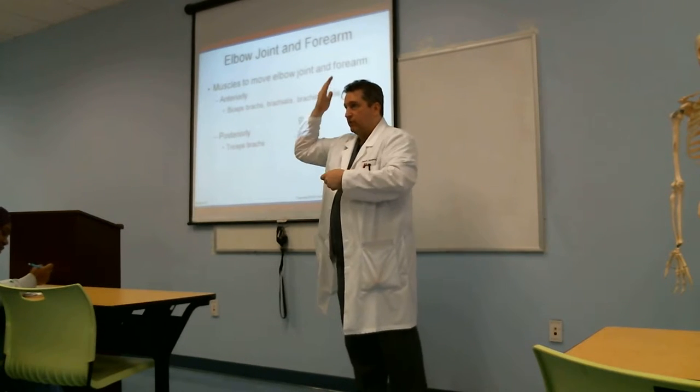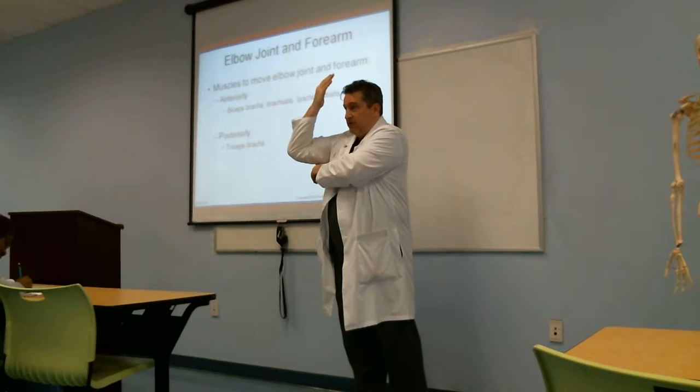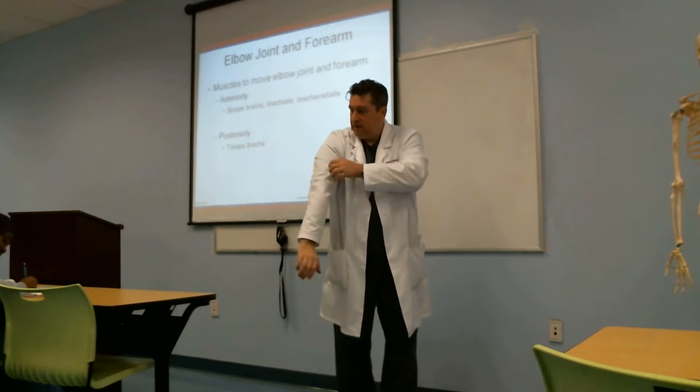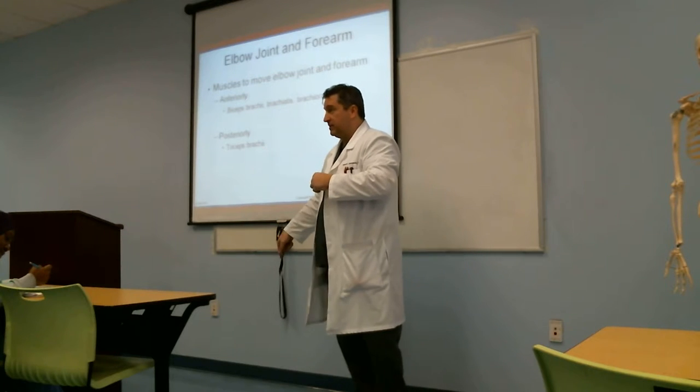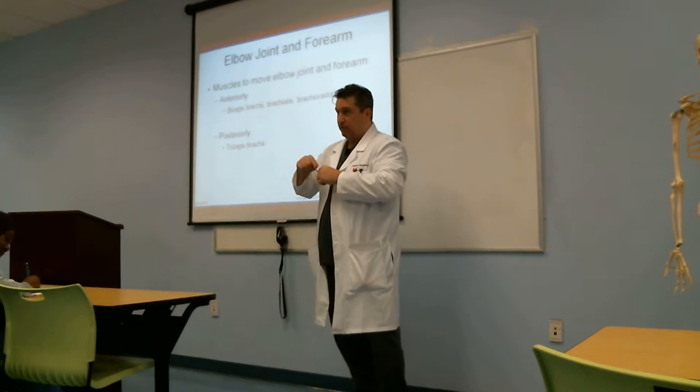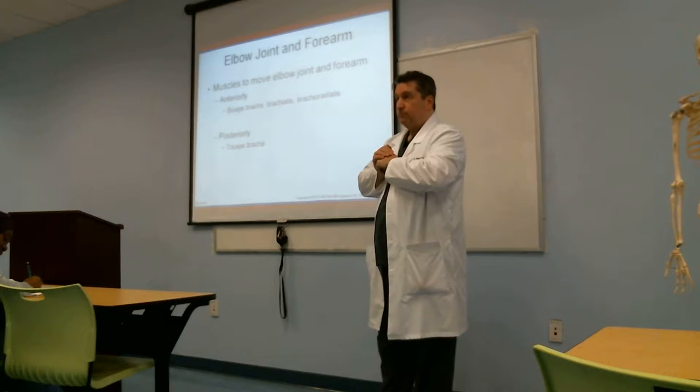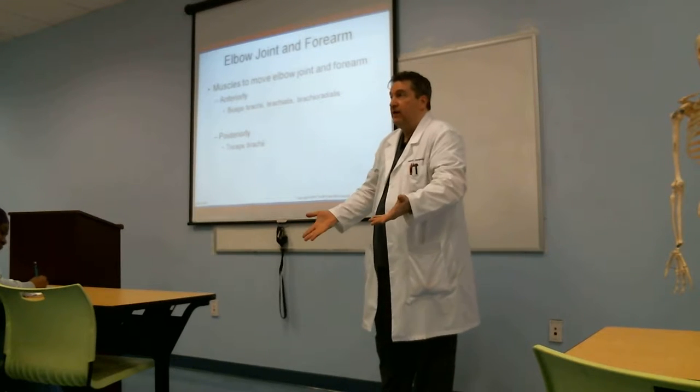So when this muscle contracts, this muscle has to relax. When this muscle contracts, this muscle has to relax. So when the bicep contracts, the tricep relaxes. When the tricep contracts, the bicep relaxes. Both of them can't move at the same time, because if they pull at the same time, they would do nothing.